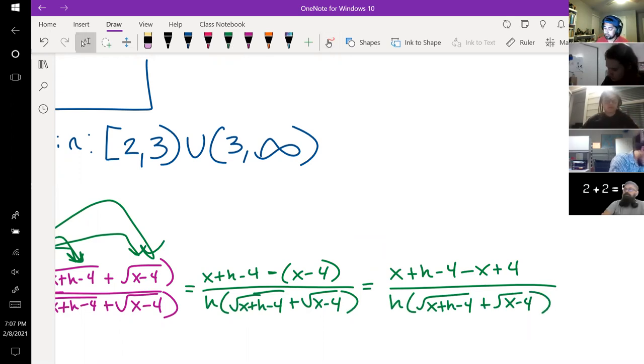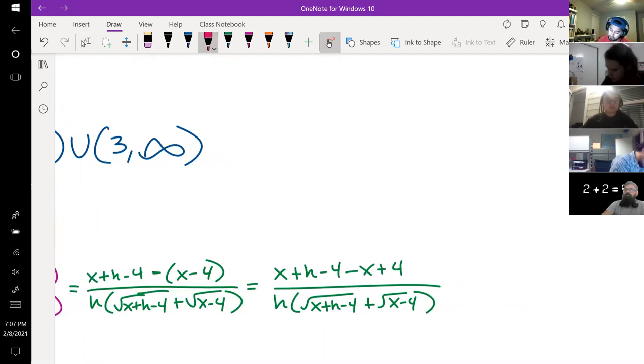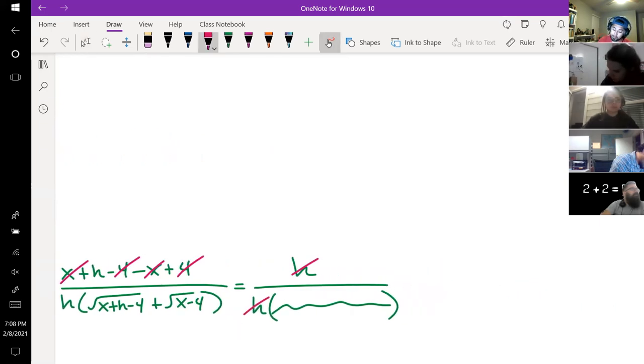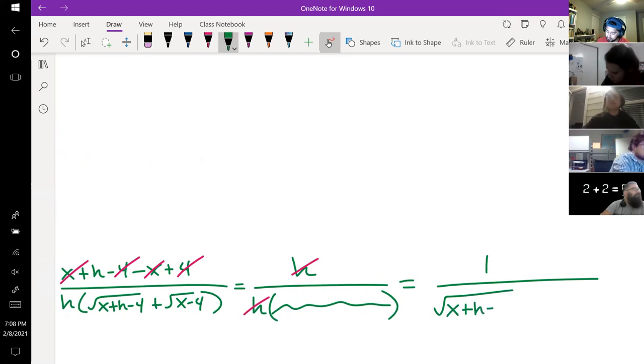And we see that after this, my x's cancel, my 4's cancel, and I'm left with h over h times all of that. And what's going to happen to your h's? Cancel out. Gone, gone. And now we're left with the final answer of 1 over the square root of x plus h minus 4 plus the square root of x minus 4.